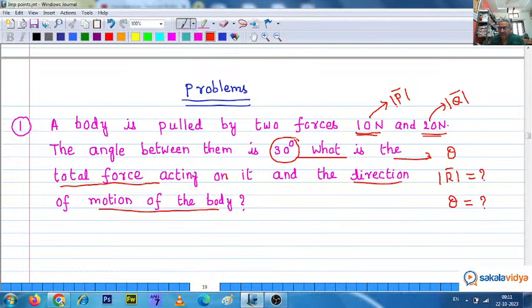So what is given here? Modulus of P bar and modulus of Q bar are given, and the angle between them, 30 degrees, is given. We need to find the magnitude of the resultant of the two forces, that is modulus of R. And next we need to find the direction of the motion of the body, that is theta, the angle made by the resultant force with P bar. Let us move to the solution now.